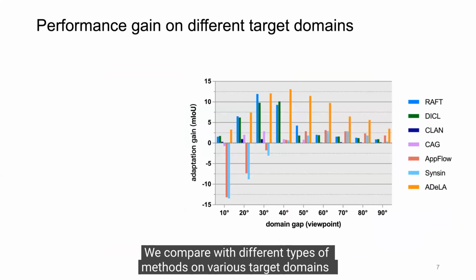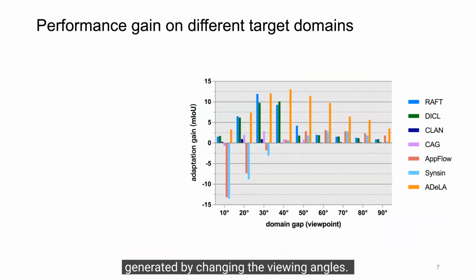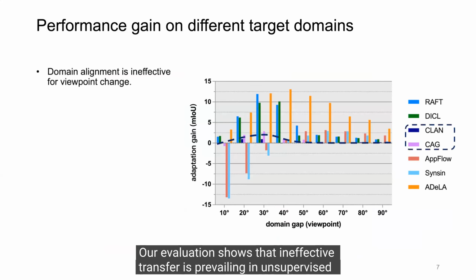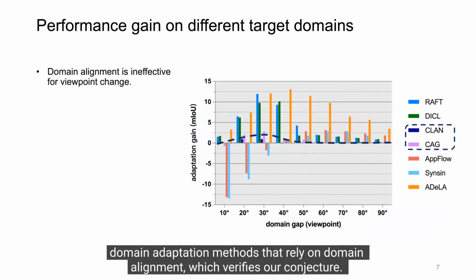We compare with different types of methods on various target domains generated by changing the viewing angles. Our evaluation shows that ineffective transfer is prevailing in unsupervised domain adaptation methods that rely on domain alignment, which verifies our conjecture.